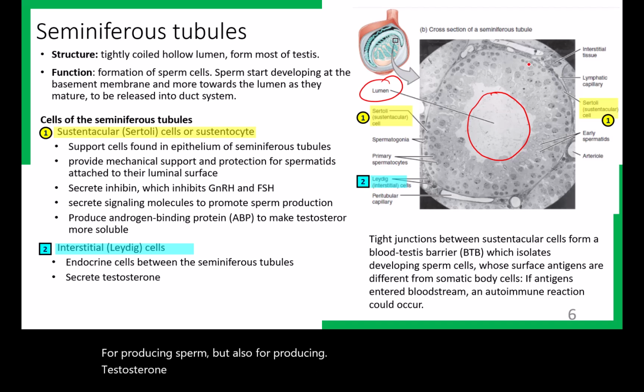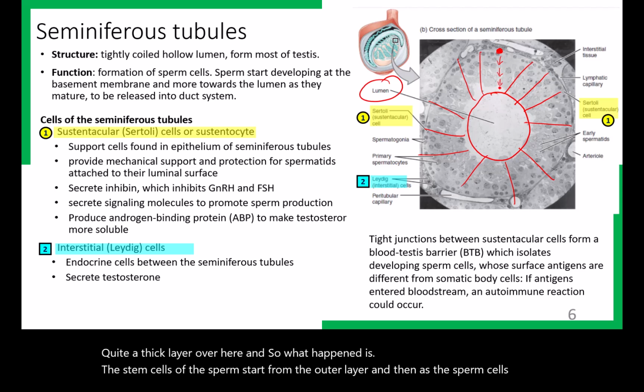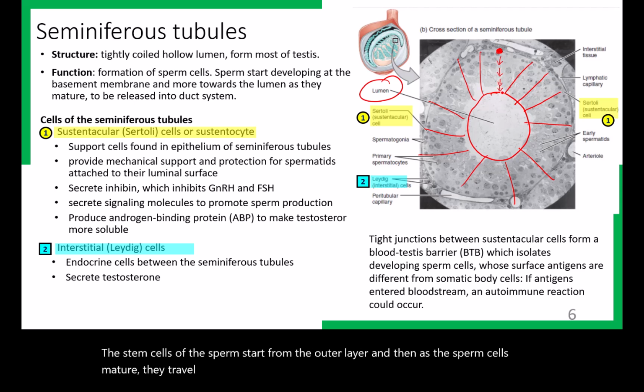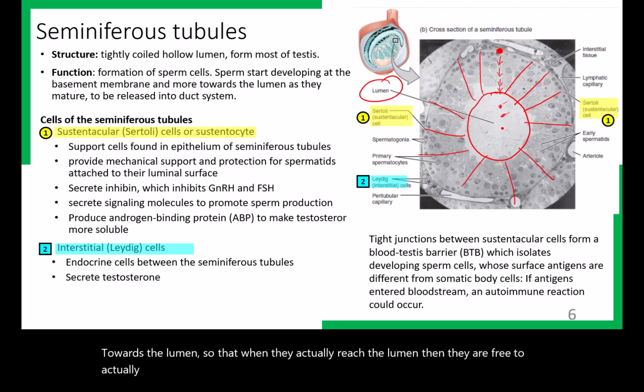And so what happens is you can see that there is quite a thick layer over here. The stem cells of the sperm start from the outer layer, and then as the sperm cells mature, they travel deeper inside towards the lumen, so that when they actually reach the lumen, then they are free to be released into the luminal space and to develop into mature sperm.